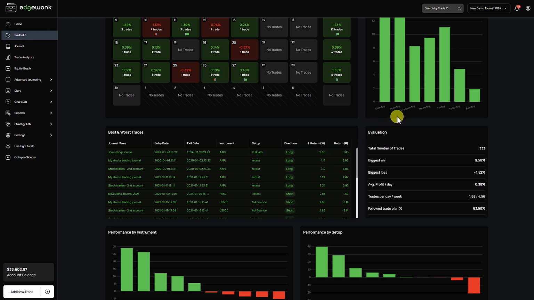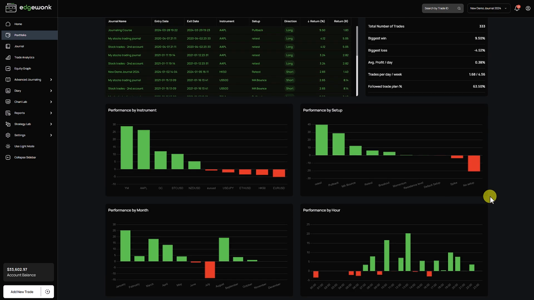Next to that, we have a small evaluation box with some aggregated data points. The total number of trades in all of your Edgewonk trading journals, your largest winning trade, your largest losing trade, the average profit per day, how many trades you have taken per day and per week, and how often you have been following your trading plan.